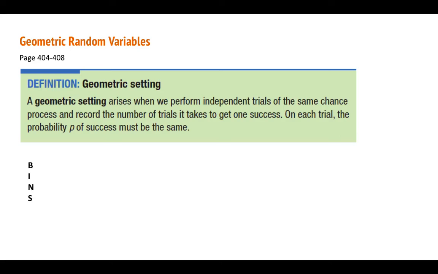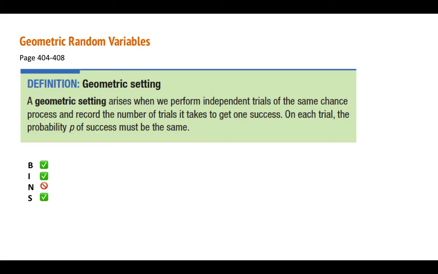Let's talk about what makes this different from binomial. In binomial, we check these 4 things to know that it's a binomial setting. We use BINS for it, and B stood for binary. In this case, it's still the same. We still have a probability of a success happening and then a failure, just a yes or no outcome. We're still looking for independence, that each trial is independent from the previous one. But we don't have a fixed number of trials. We're just trying and trying until we get a success. And that's what's different from binomial.